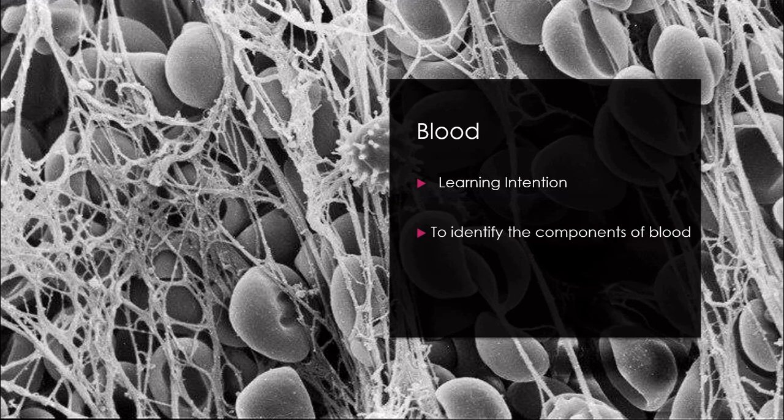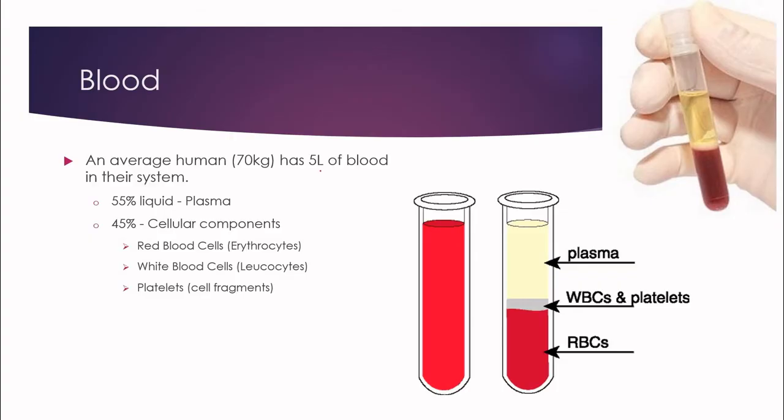Today's lesson is looking at the composition of blood, and our learning intention is to identify the components of blood. So the average person has about 5 litres of blood based on weight. Of that 5 litres, about 55% is liquid that we call plasma, and about 45% are the cellular components.